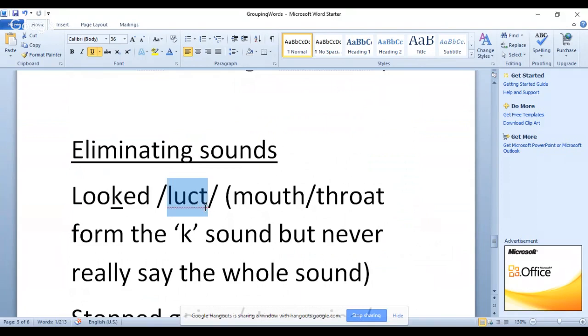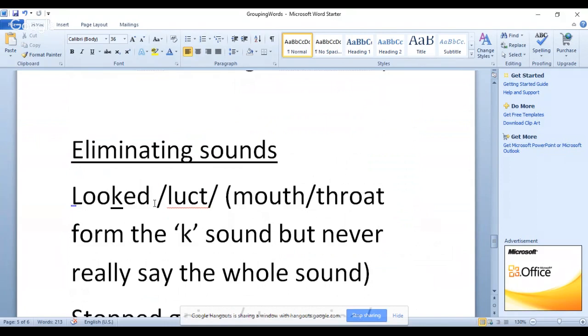So again, I have this kind of phonetic thing, and I have a C here because I don't want you to think it's such a strong K sound. This looks like it could be loosed. That's not what I'm looking for. So, looked, looked. What is happening? It says mouth and throat form the K sound, but never really say the whole sound. That is what we're talking about when we're eliminating the sound. We're eliminating the K sound, even though when I say looked, looked.